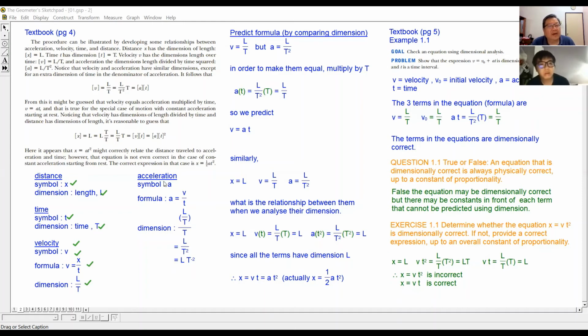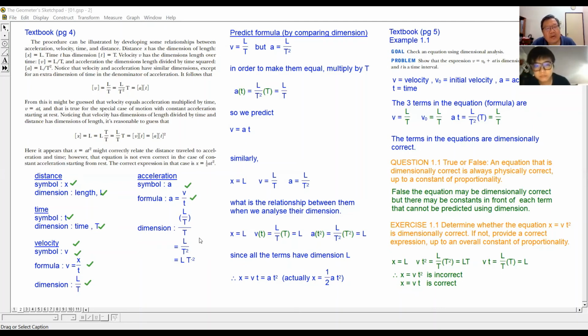Then next we go on to acceleration. The symbol for acceleration is a, and the formula for acceleration is the rate of change of velocity. But don't worry about this rate of change of velocity. Let's say it is velocity divided by time.